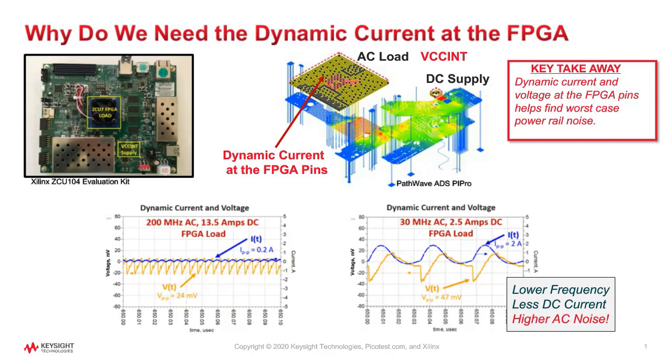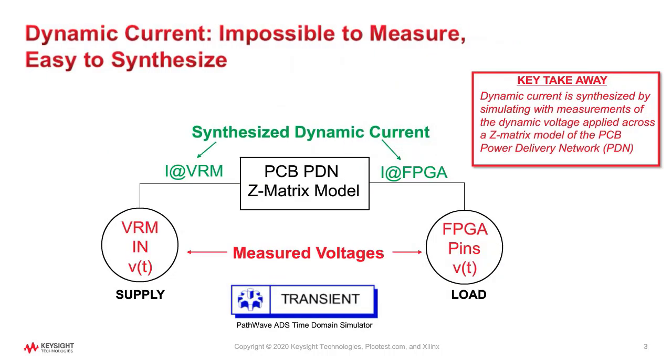There is no available current probe that fits on or around all of the FPGA power pins. The methodology used for obtaining the dynamic switching current is to rely on the easily obtained dynamic voltage measurements. Here is a simple schematic that shows voltage and current going into a PCB power delivery network, aka PDN, and the voltage and current coming out into the load.